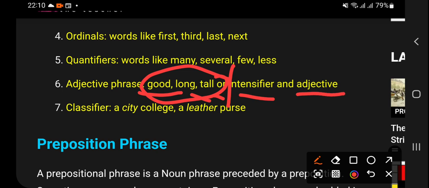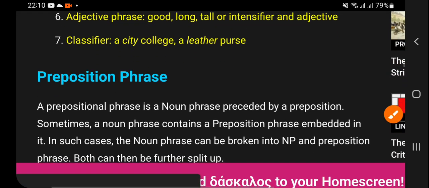Then last is the classifier. A classifier is a word which classifies the noun, for example, a city college. What college? The college which is situated in the city. A leather purse: a purse which is made of leather. So these are part of a noun phrase.